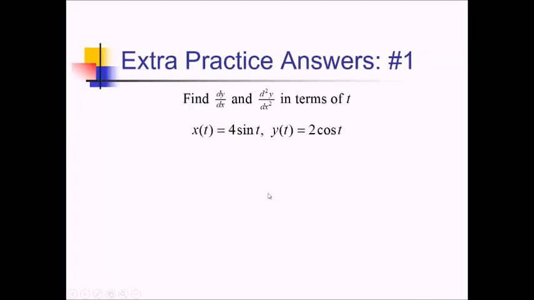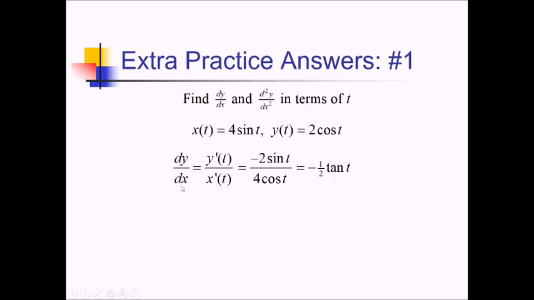On this problem, I want the first and second derivatives in terms of t for this set of parametric equations. So to find dy over dx, I need y prime of t over x prime of t. So that's going to be negative 2 sine of t over 4 cosine of t. And just to make my life a little easier, I'm going to reduce this to negative 1/2, and also sine over cosine, that's really tangent of t.